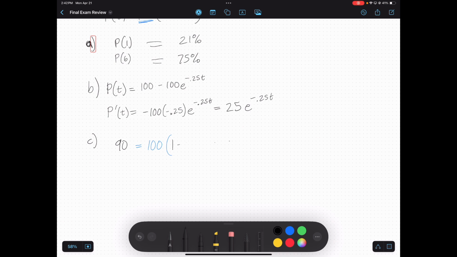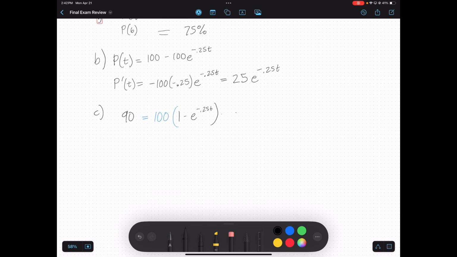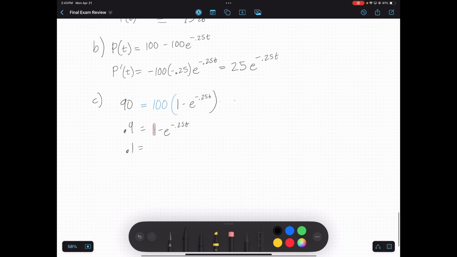And then I'm solving for t, which makes sense because it's asking the question, how many months? Which means t is unknown. So we're going to be solving for t. You'll divide by 100, and notice that's going to give you 0.9. So you get 0.9 is equal to 1 minus e to the negative 0.25t. I'll subtract 1 and divide by negative, and you get 0.1 is equal to e to the negative 0.25t.